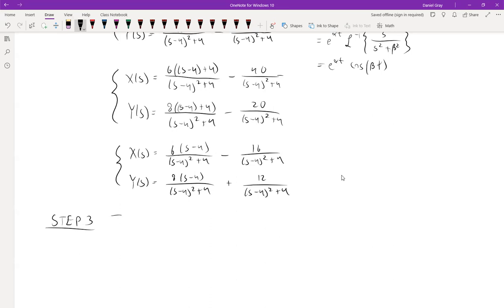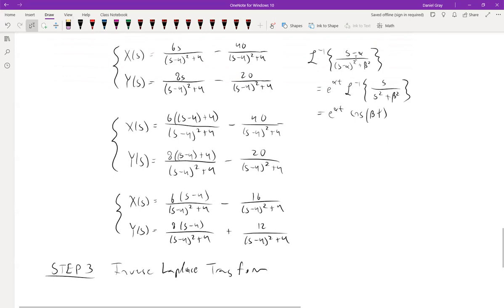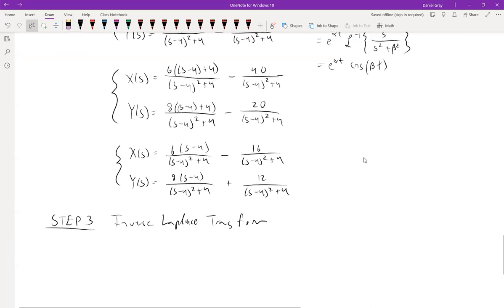I'm going to do the inverse Laplace transform now. And so now I'm going to use this property here. We're taking the inverse Laplace of (s minus alpha) over (s minus alpha) squared plus beta squared. So my first term here is going to be 6, I'll go ahead and factor that out. I have my e to the 4t, and then cosine of 2t. My beta squared is 4, so my beta is 2. So that's that first term there.